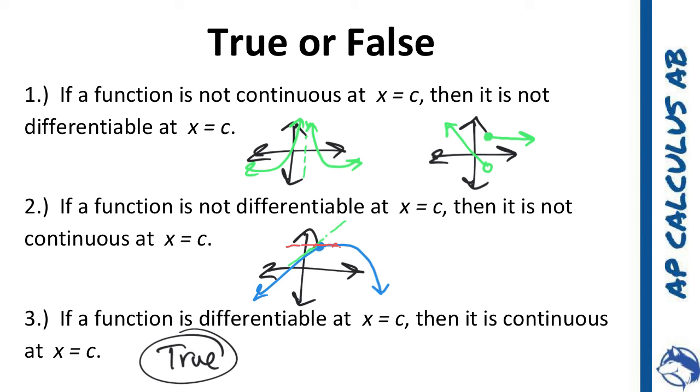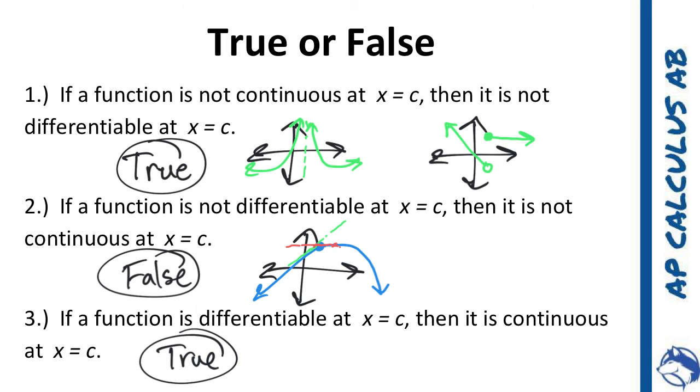Just to recap, number one, if a function is not continuous at x equals c, then it is not differentiable. That is true. There's never going to be a time where it is not continuous and it is differentiable. If a function is not differentiable at x equals c, then it is not continuous. Well, we just showed that there is a situation where it could be continuous and not differentiable, so it's false.